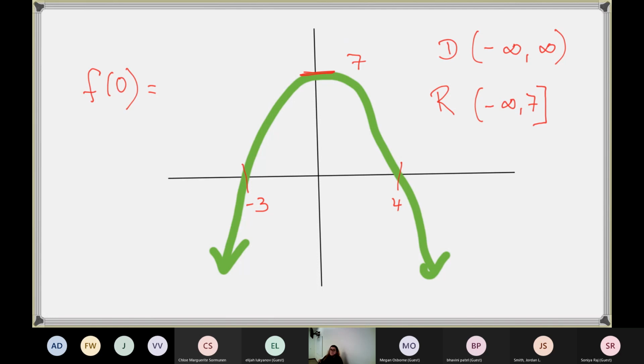F of 0, Chloe, that means that x is 0, right? So if x is 0, what is y? Well, the only possible point that you have here is right here. X is 0, you're not going to the left or right, and the answer, f of 0, is 7. Guys, don't get that wrong.